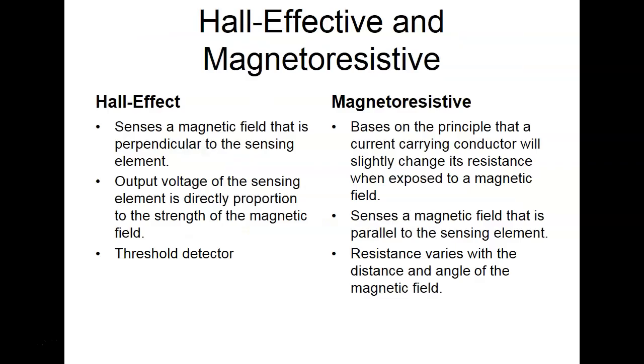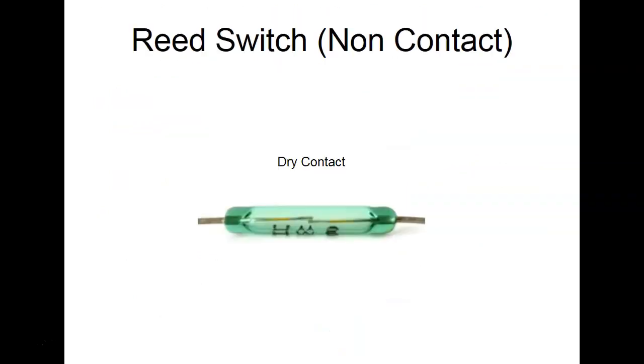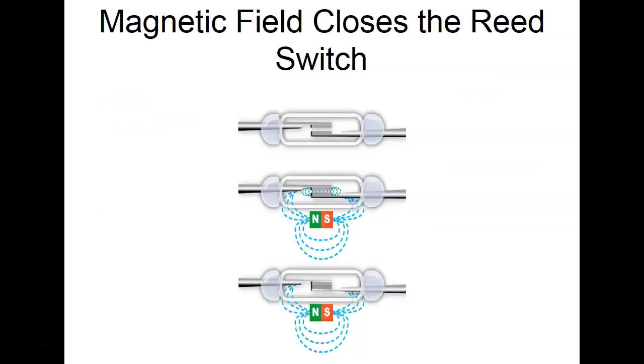Reed switches are used a lot in alarm systems, where you sense when somebody opens a window or something like that in the house. So they'll mount a magnet on the window or the door, and then they'll put the little reed switch, little sensor, on the side.